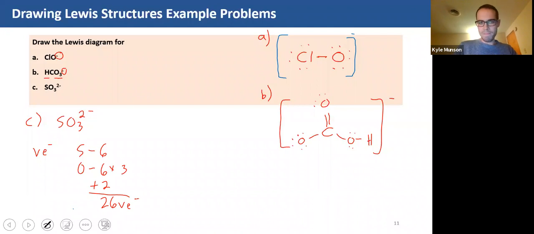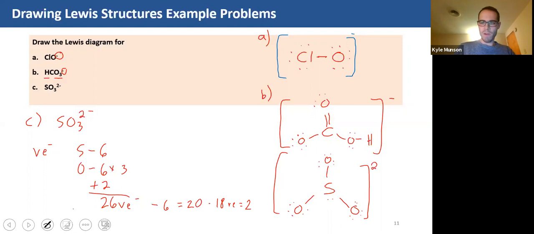Sulfur is going to be in the middle here. Connect him to the oxygens. In doing so, I use 6 valence electrons. So I got 20 left. And let's put those around these oxygens. They need an octet. 1, 2, 3, 4, 5, 6. So that just used up 18. Two left. I put those on the sulfur. And everybody here has an octet. I put the charge on the outside. So that's a valid Lewis structure for this compound.